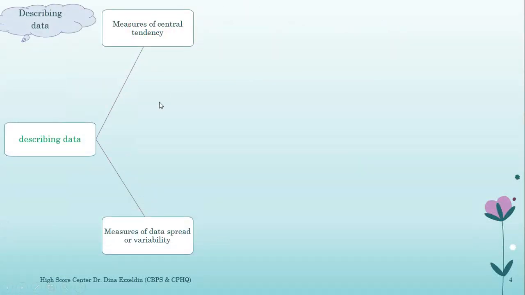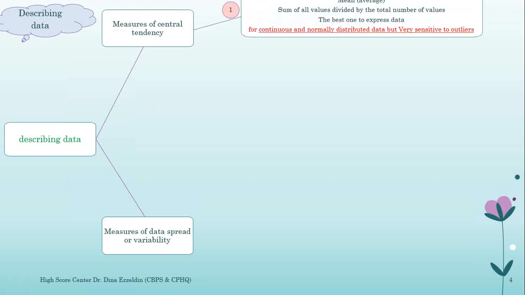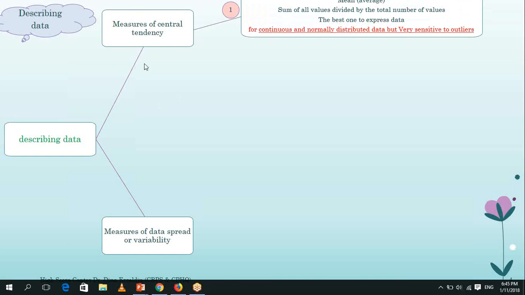How to measure central tendency? Number one, the mean. The mean is the average. It's the sum of all data divided by the number of data. For example, if we have 5 readings of blood pressure or blood glucose level, we sum all 5 readings and divide by 5. This is the average, or the mean, of these data. The mean is used only for continuous normally distributed data, but it's sensitive to outliers.